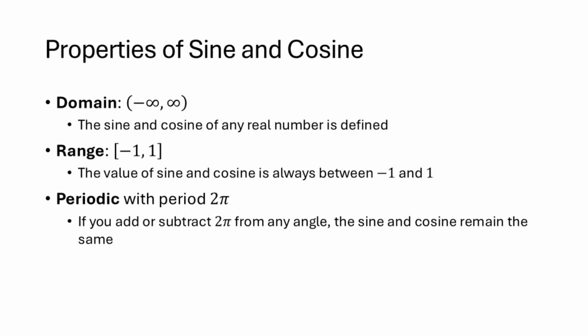Some things to note about these functions are that the domain of sine and cosine is the entire real number line, minus infinity to infinity. That tells us that the sine and cosine of any real number is defined. The range of our sine and cosine functions is -1 to 1, so the value of a sine or a cosine of an angle is always between -1 and 1. And these functions are periodic with period 2 pi. That means that if you add or subtract 2 pi from any angle, the sine and the cosine remain the same.